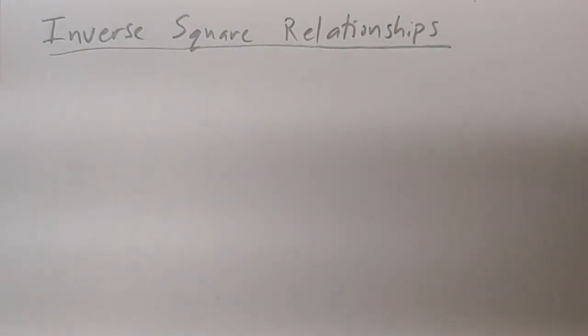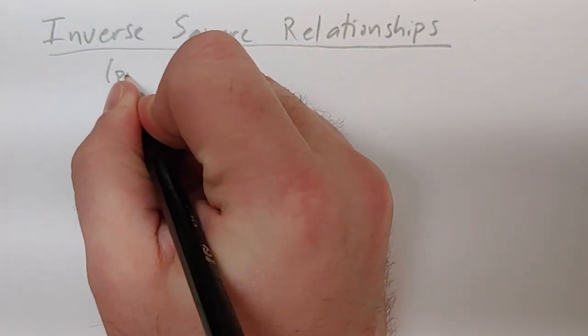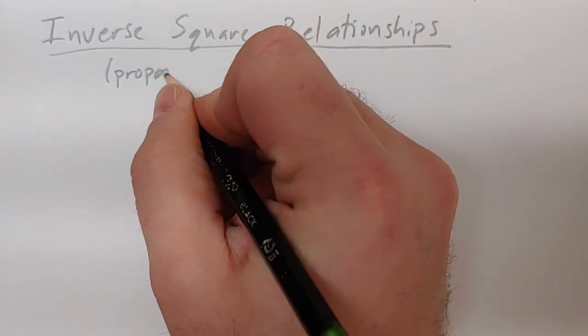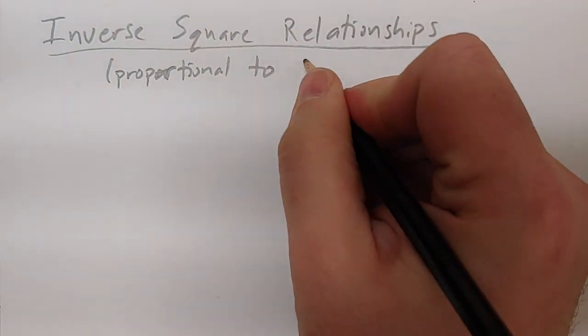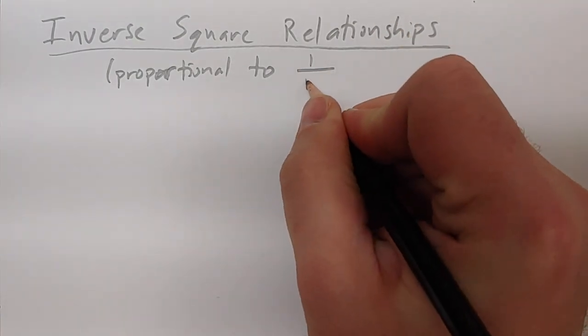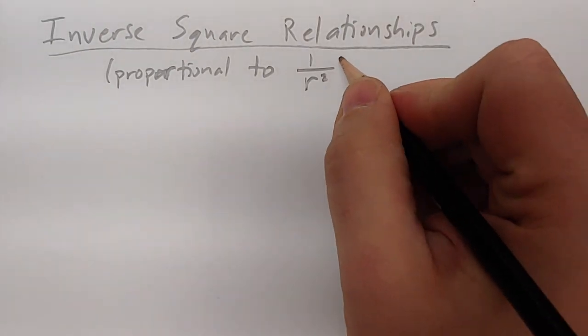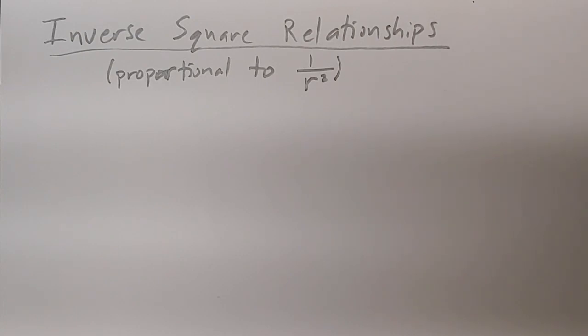So when we talk about an inverse square relationship, we're talking about something that is proportional to the inverse of something else squared. And in our case specifically, when we're dealing with gravitation, we're going to be dealing with things that are proportional to the inverse of the radius squared. So it's going to be proportional to 1 over r squared, where the radius is how far it is between the center of two objects.